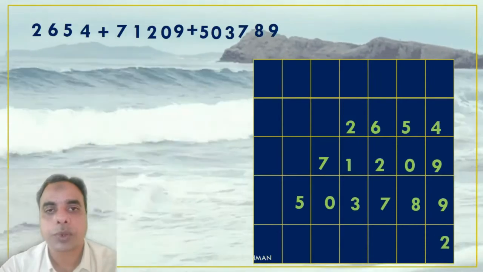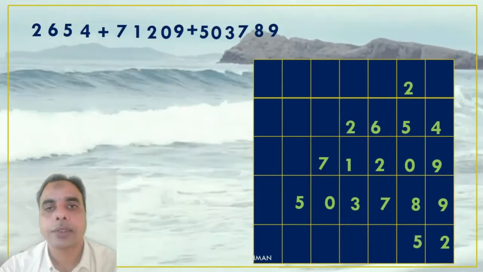So we are supposed to write each number in its own row like this, and thereafter we do the addition. So 4 plus 9, 13, 13 plus 9, 22. So we write 2 here, and 2 will be carry over. So 2 plus 5, 7, 7 plus 8, 15. So we write 5 here, and 1 will be carry over.